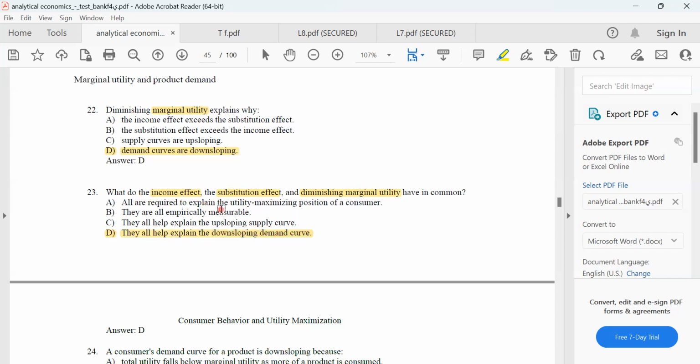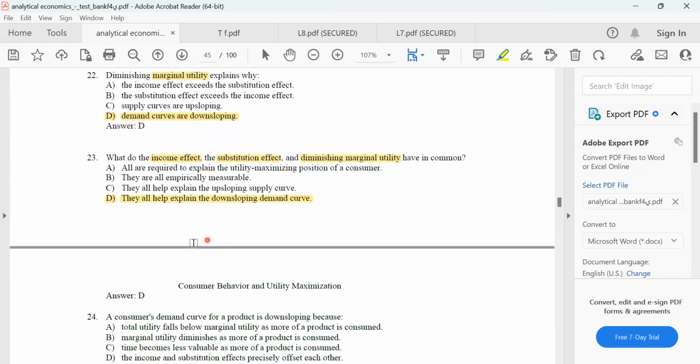All are required to explain utility maximizing. They are all empirically measurable. They all help explain the upsloping supply curve. All of this is false. The only true statement is they all help explain the downsloping demand curve.